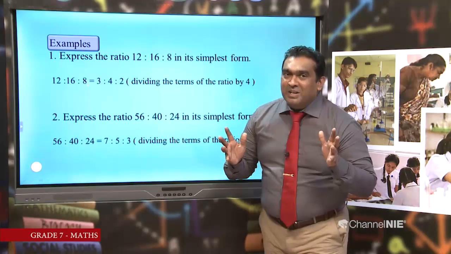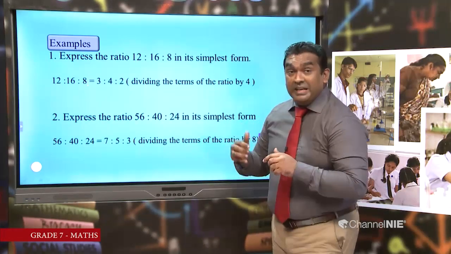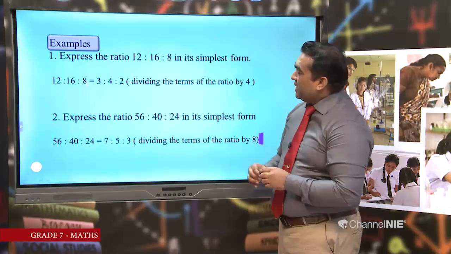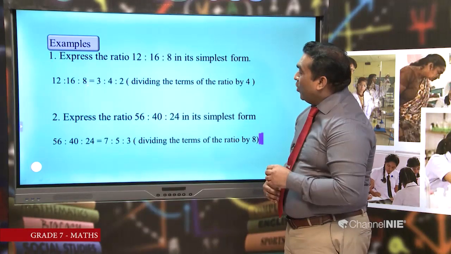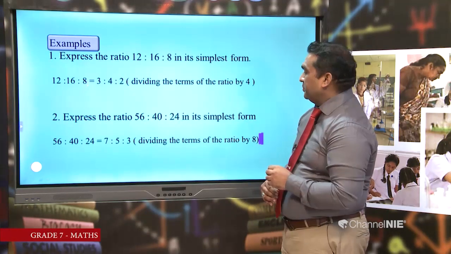I suppose that you understood well. If you can't understand, we will see the next example. Try to get it. Express the ratio 56 to 40 to 24 in its simplest form.